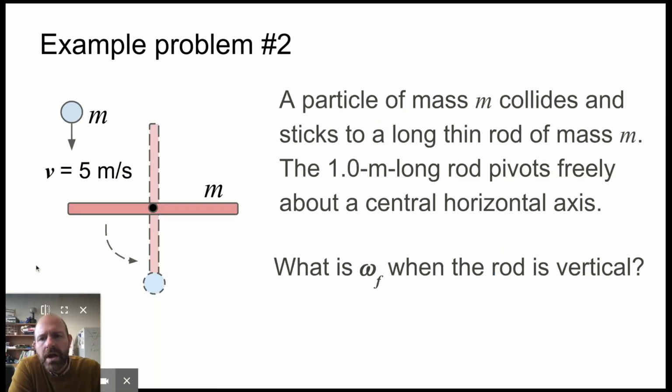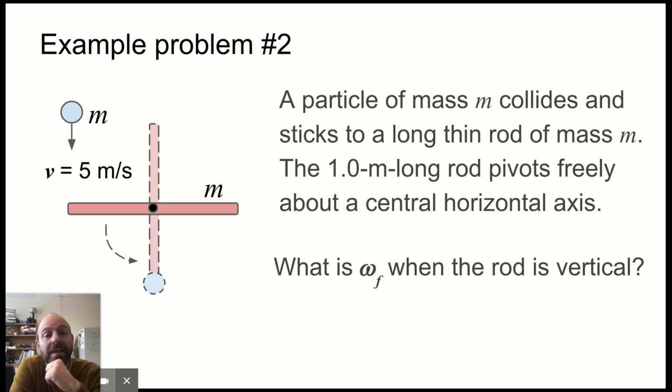Another example for you: a particle of mass m collides and sticks to a long, thin rod of mass m. The 1 meter long rod pivots freely about a central horizontal axis. What is omega final when the rod is vertical? Now, this is a two-part problem. We start with a collision between the small point particle and the rod, and then they stick together and start to move.